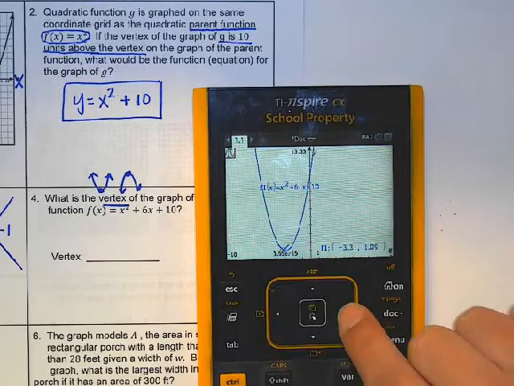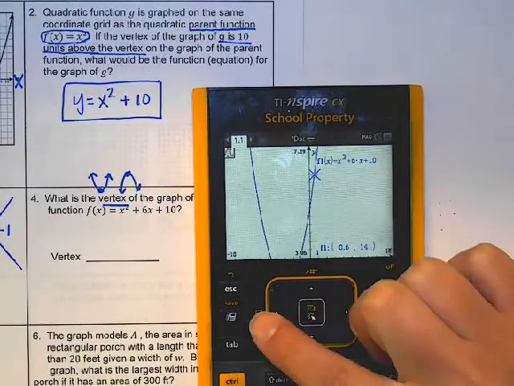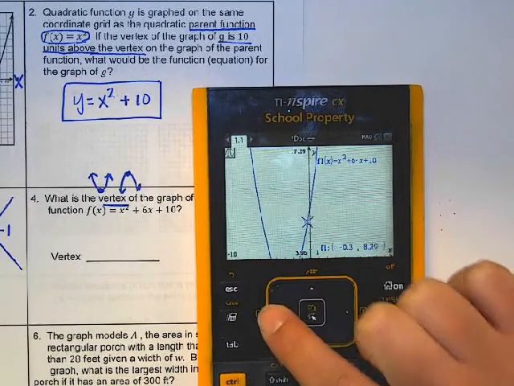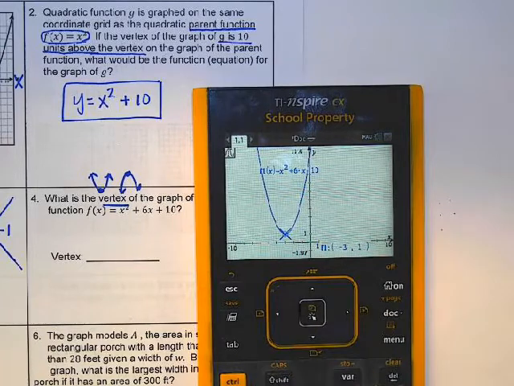My max or my minimum word is not popping up. Let's see, there's y-intercept pops up. Huh. The word minimum's not popping up. Is it popping up on y'all's, the word minimum? Huh? No?